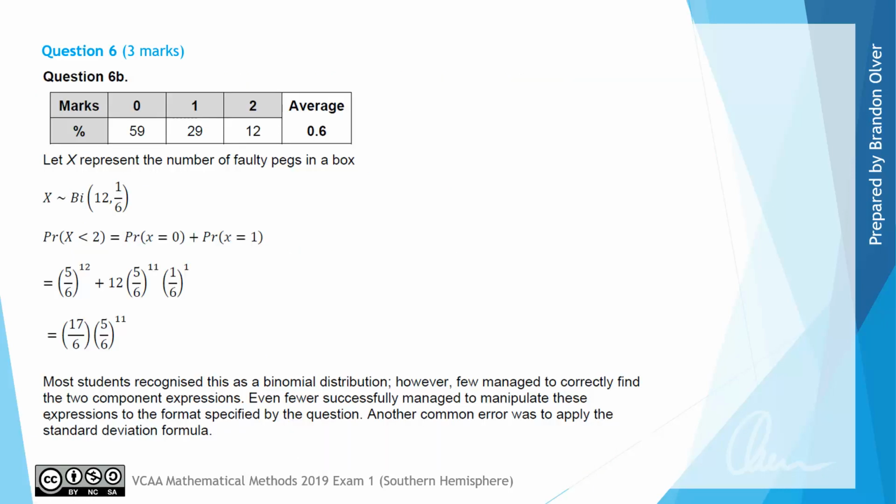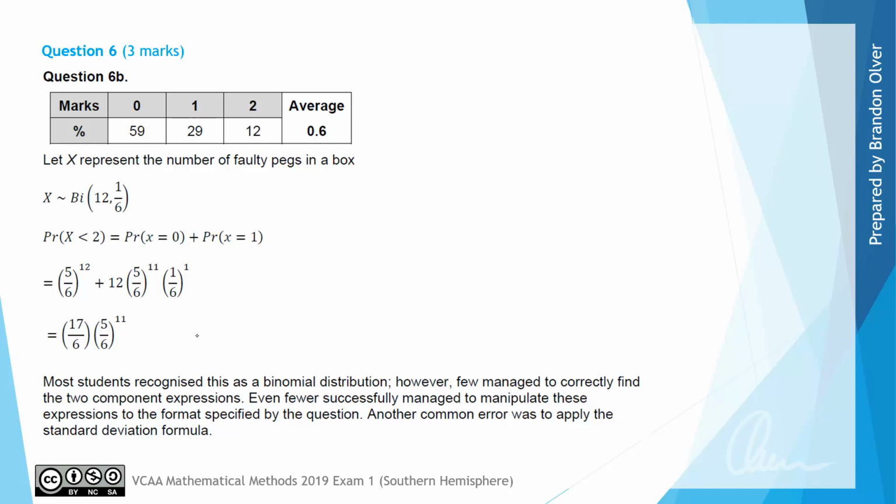From the examiner's report, we can see that very few students actually made it to the end of that question and got 2 marks. Almost 60% of students got 0 marks for that question. Almost 30% of students got 1 mark, so at least they gave it a go and got some reward for their working. The method that they used is similar to the one that was shown on the previous slide.